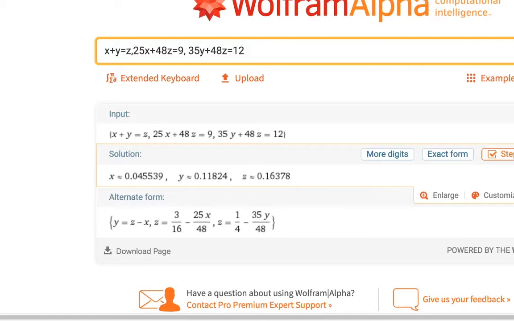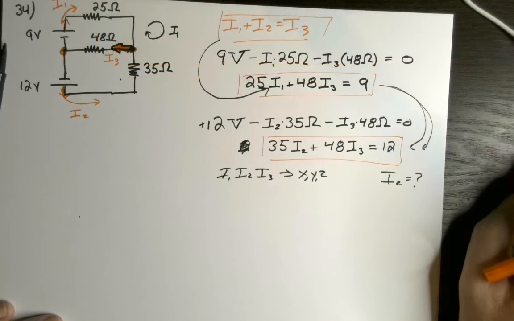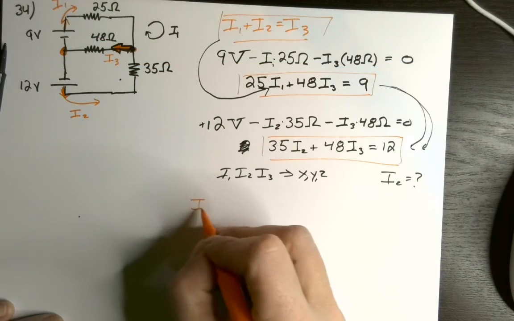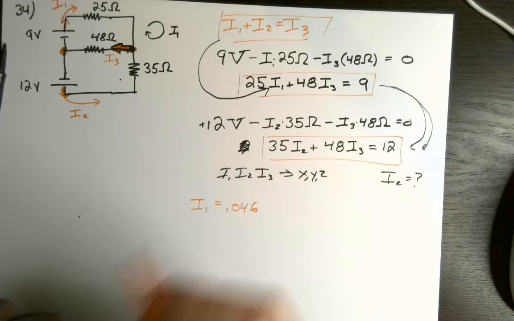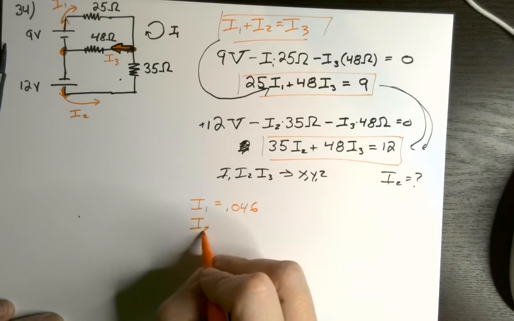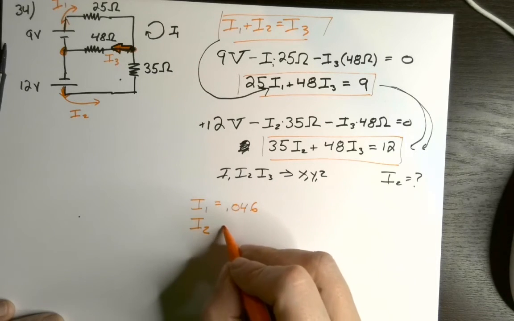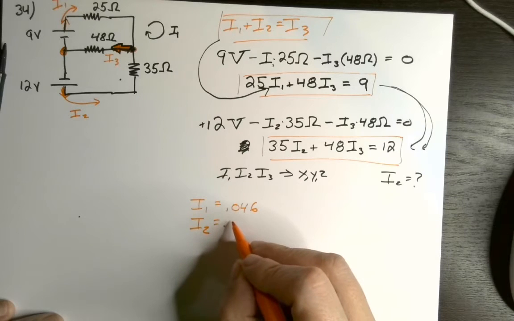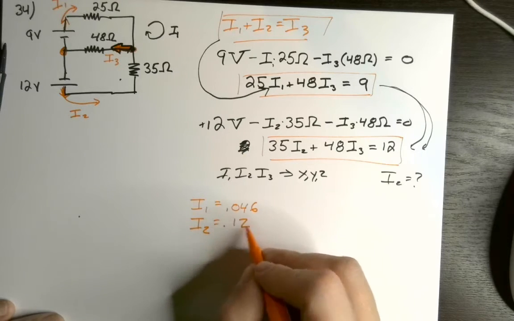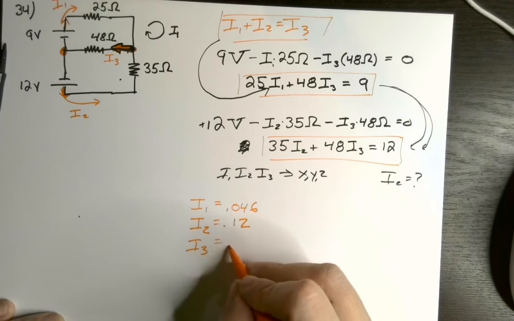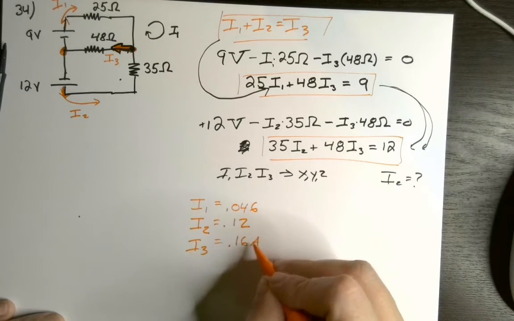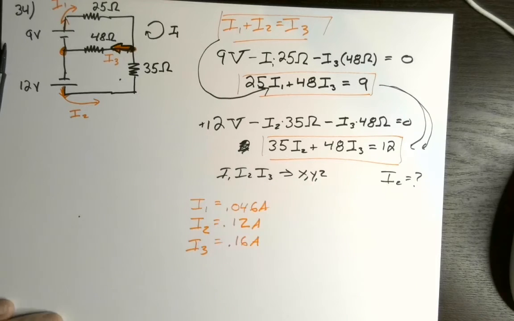And what we get is x equals 0.045. So let me go back to my camera. X, which is I1, equals 0.0455, so we'll say 0.046. Y, which is I2, is about 0.118, so we'll say 0.12. And I3 is about 0.16. All of these now we'll put our units back in amps because they're all currents.